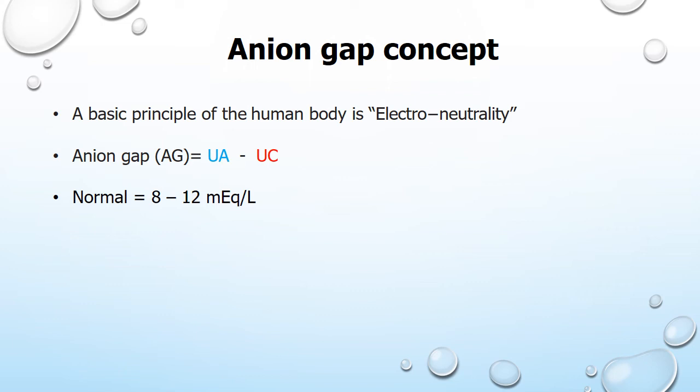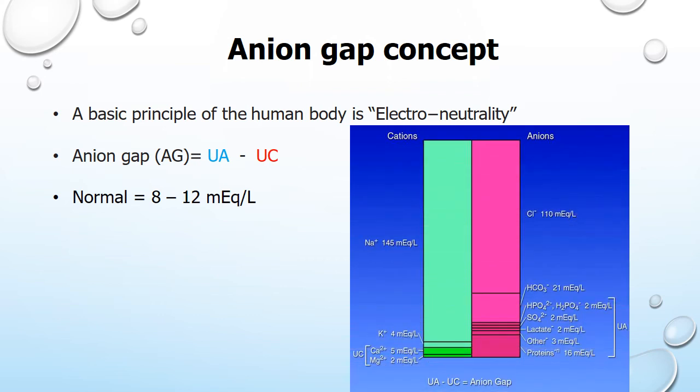Coming to anion gap concept. Anion gap concept can be understood with respect to metabolic acidosis. The basic principle of the human body is to maintain electroneutrality. That is, the number of cations in our body is equal to the number of anions in our body. And the measured cation in our body is the sodium ion, and the measured anions in our body are the chloride and the bicarbonate. So anion gap is nothing but the difference between the unmeasured anions and the unmeasured cations, and the normal value is between 8 to 12 milliequivalents per liter.